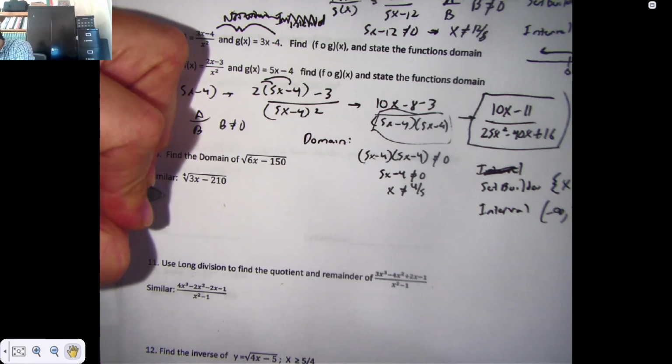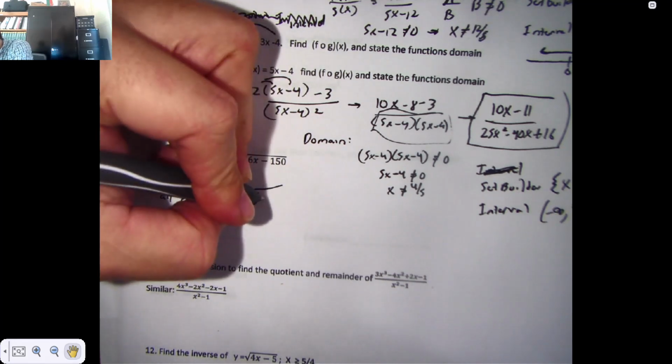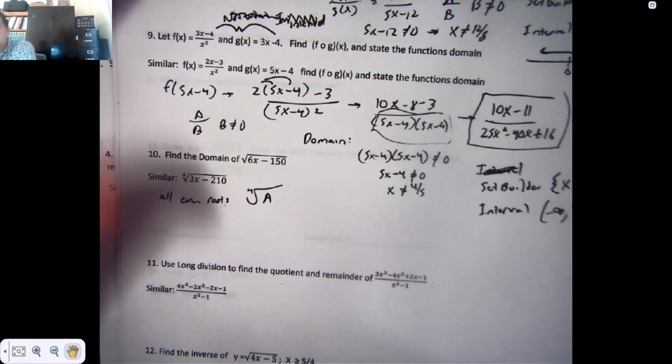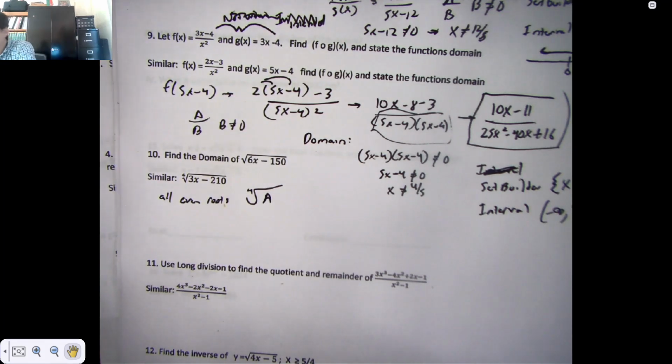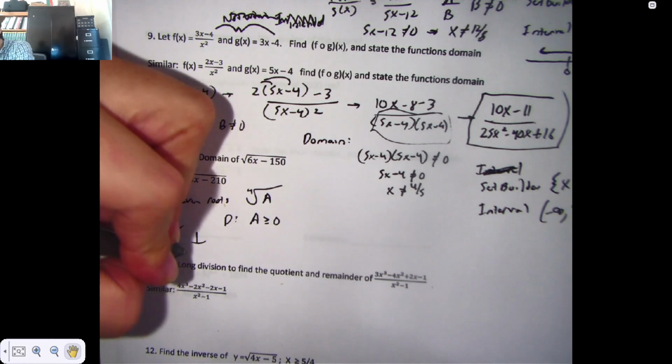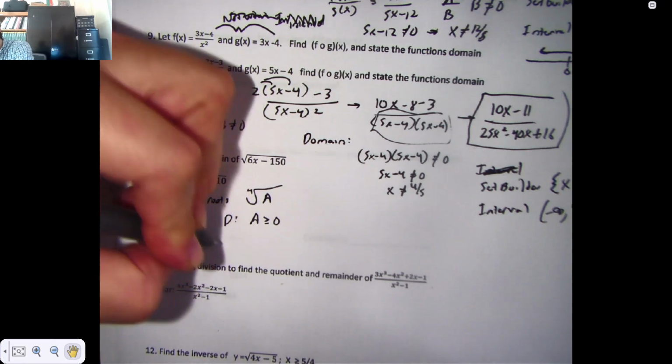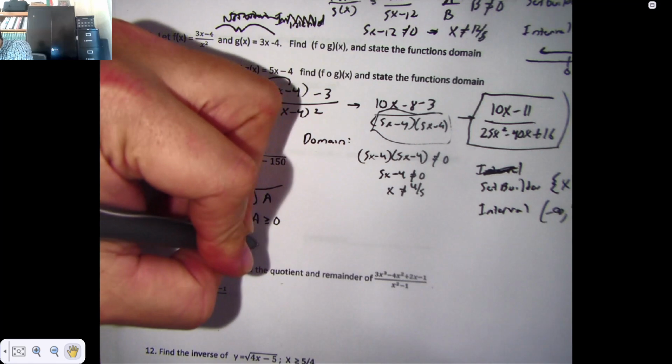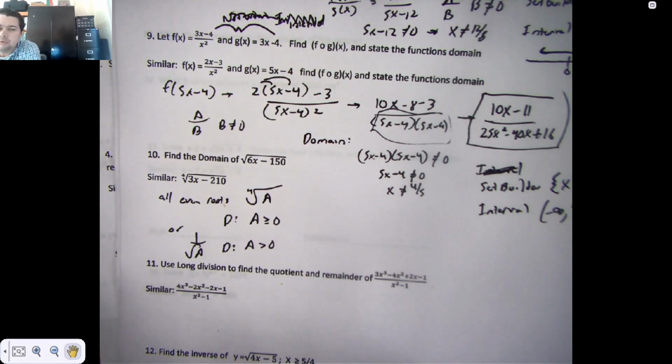When you talk about all even roots, so you have maybe the square root, the fourth root, or the sixth root, whatever, the fourth root of something, anything, its domain must be that a is greater than or equal to 0. Or if the radical is in the denominator, the domain is now that a is greater than 0. So you just have to remember those little rules about it.